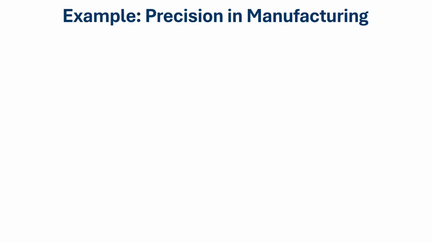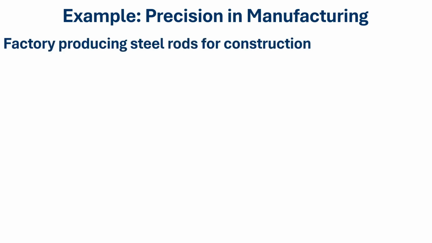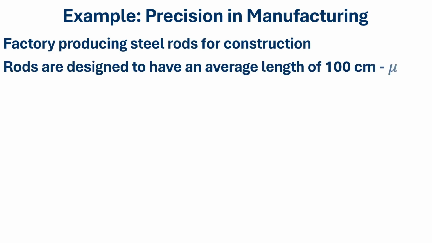We'll now look at a practical example of the strong law of large numbers applied in engineering. Imagine a factory producing steel rods for construction. The rods are designed to have an average length of 100 centimeters. So in engineering, the true mean is not determined in advance like we have done with rolling the dice. In engineering, the true mean mu is something that we specify as part of the design process. So we say in advance, we want the true mean to be 100 centimeters for these particular rods.